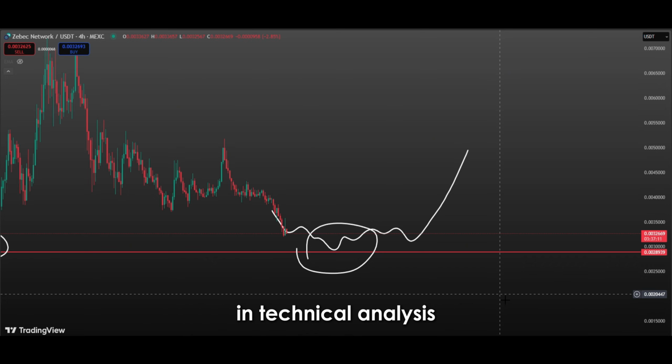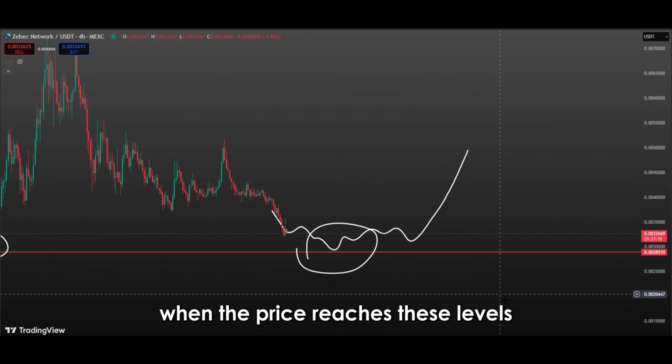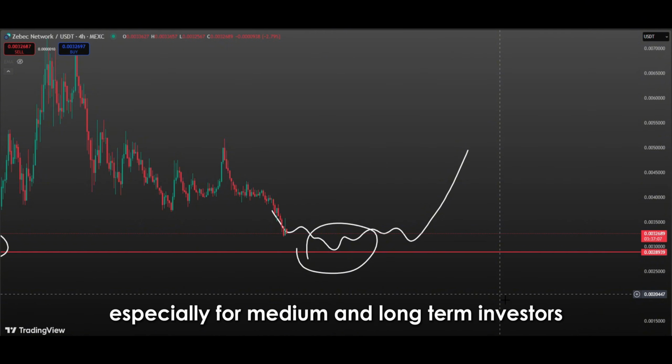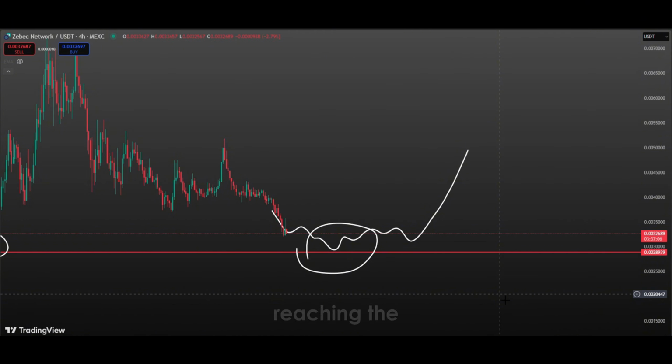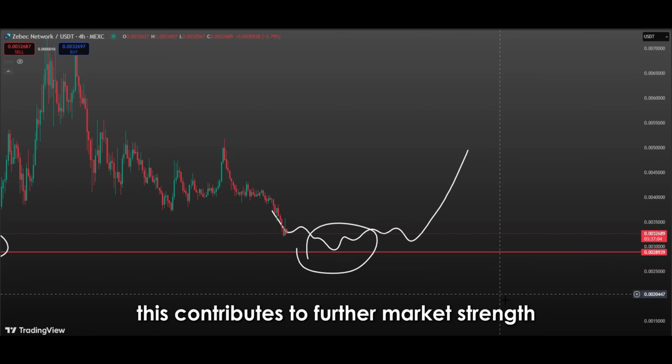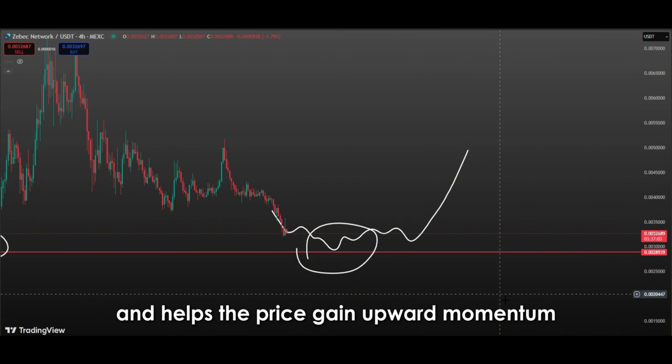In technical analysis, support zones are also seen as buying opportunities. When the price reaches these levels, it typically signals fair value and provides an opportunity for investors to open positions with minimized risk. Especially for medium and long-term investors, reaching the support area is viewed as a favorable entry point. This contributes to further market strength, encourages new buying, and helps the price gain upward momentum.